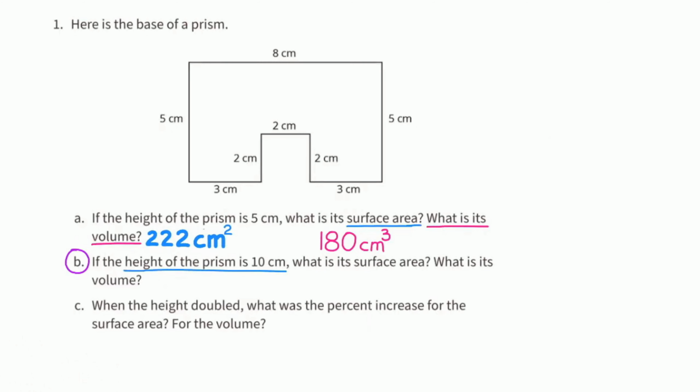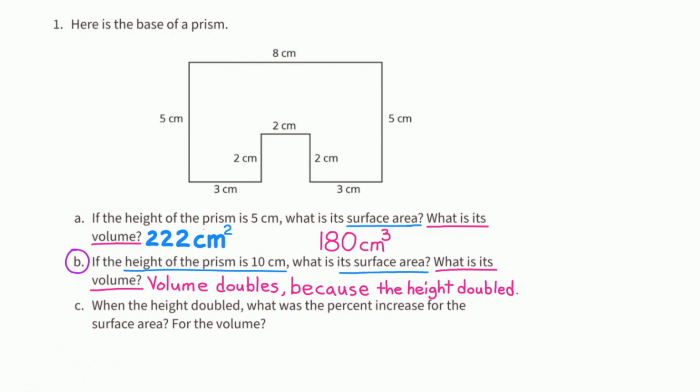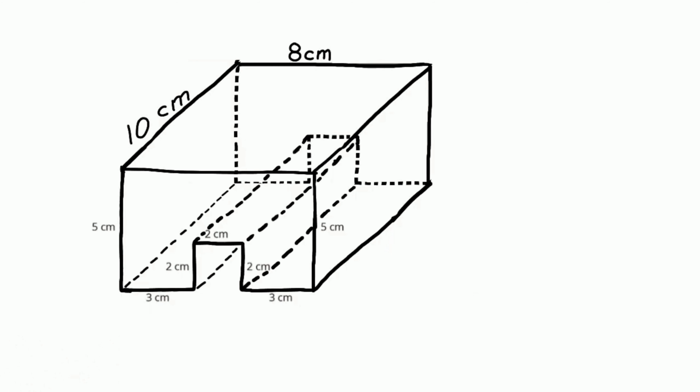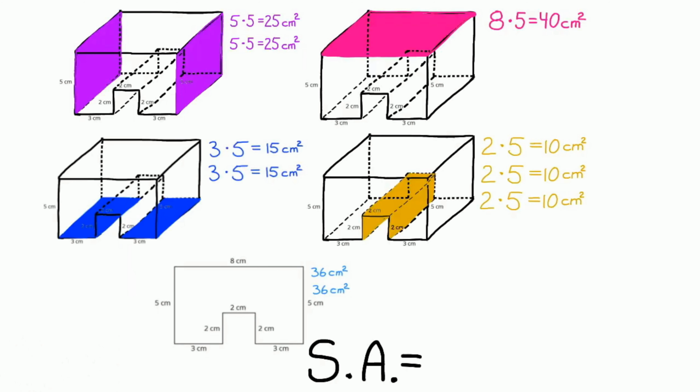B. If the height of the prism is 10 centimeters, what is its surface area? What is its volume? I know that the volume is going to double because the height doubled. So the volume would be 360 centimeters cubed. Now let's find the surface area. Let's take the information from the first problem and substitute the height with a 10.